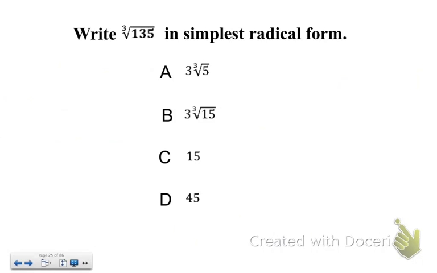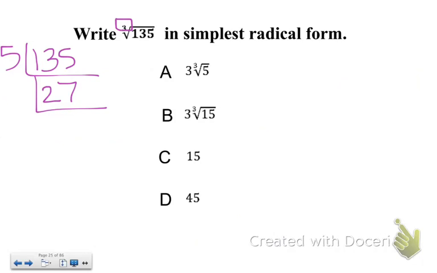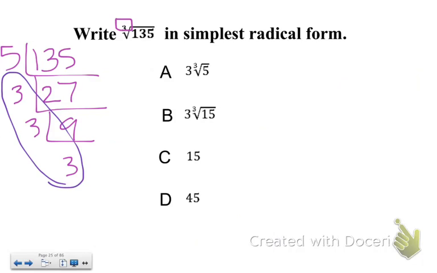Write the cube root of 135 in simplest radical form. So this time we're looking for sets of 3 because it is a cube root. So 135 divided by 5 goes in 27 times. 27 divided by 3, you get 9. And then we end up with 3 3's. So the cube root of 3 cubed is 3, and then the 5 has to stay underneath. So it has to be A.